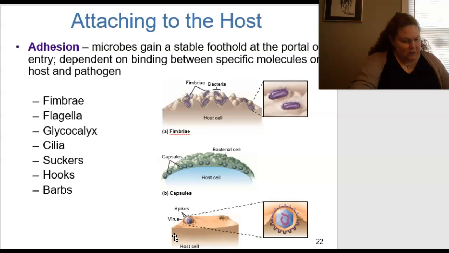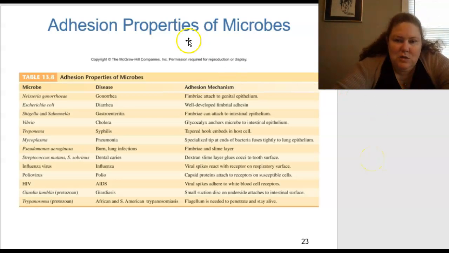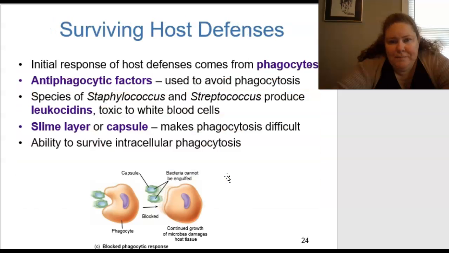And you can also look further into this by looking at this table, which in my book is 13.7. And so these are the adhesion properties of microbes. So you can see specifically that gonorrhea is going to attach through the fimbriae, attaching to the genital epithelial cells, where AIDS is going to be viral spikes that adhere to the white blood cell receptors, etc. So this is a great summary table.